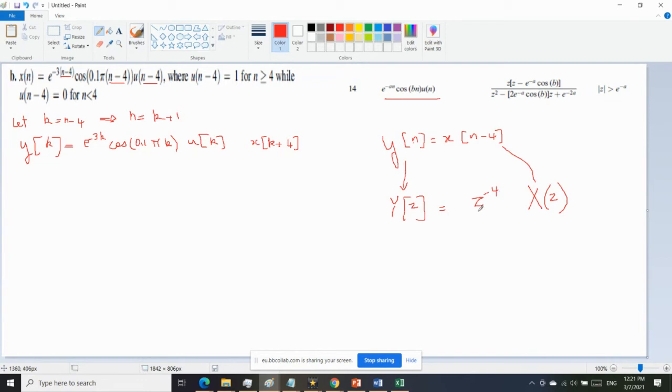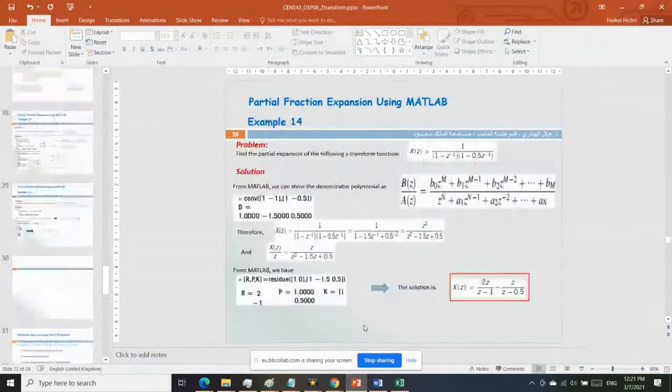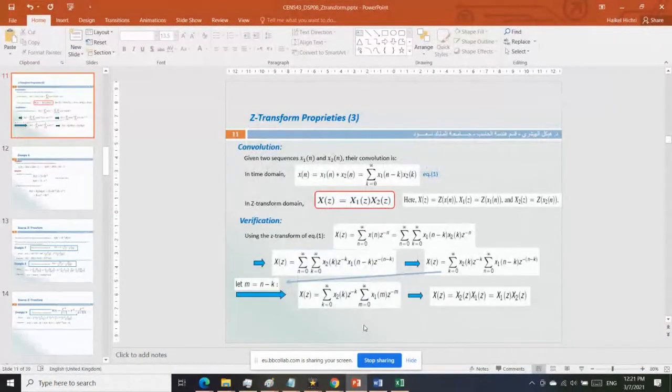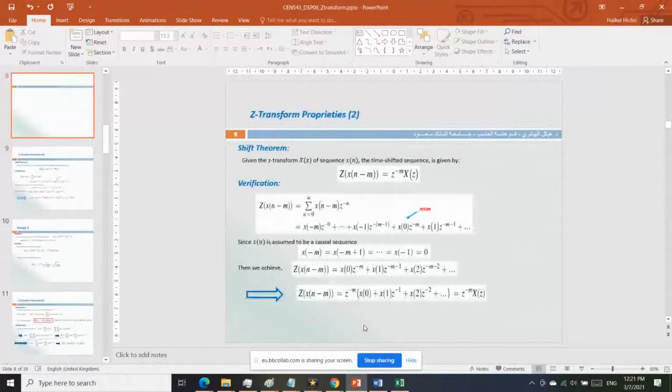The relationship is that the transform of x, X of z, is multiplied by z to the power of minus the shift. This is the rule, right? Properties of the z transform. So if you have a shift of minus m, then it becomes a power of minus m here. So this is the rule.